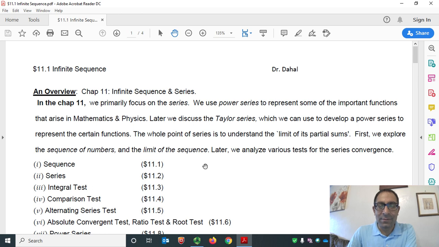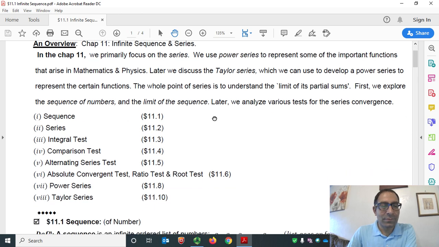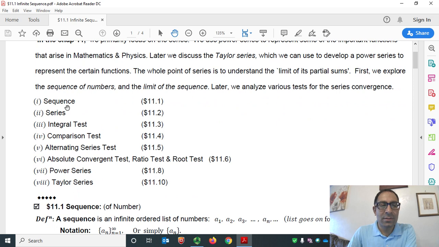In chapter 11, we cover the following: sequence, series, then integral test, comparison test, alternating series test, absolute convergence test, ratio test, root test. These tests are all for series, whether it converges or diverges. Power series and Taylor series.